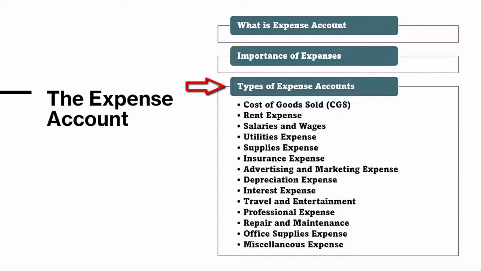Types of expense accounts. Expenses can be grouped into several categories, each representing a different type of cost the business may incur. Below are common types of expense accounts that businesses typically use. 1. Cost of goods sold, COGS. This is the cost directly tied to making or buying the products that a business sells. For example, a bakery's COGS would include the cost of ingredients like flour and sugar. 2. Rent expense. The cost of renting space for business operations. This could be for an office, warehouse, or retail store.